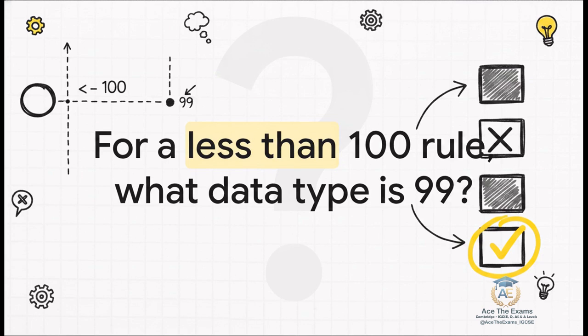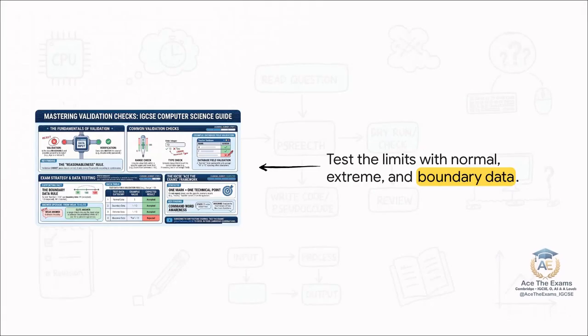If an exam question asks you to test the rule, number must be strictly less than 100, what specific data type is the number 99? Is it normal, extreme, abnormal, or boundary? Think about it for a second. If you said boundary data, you absolutely nailed it.